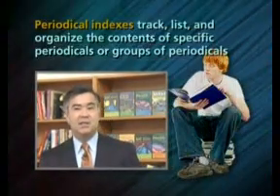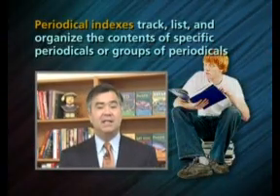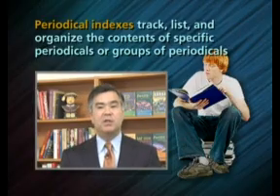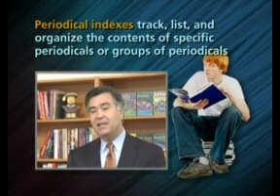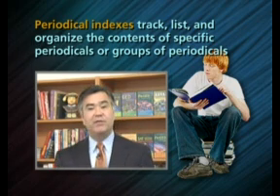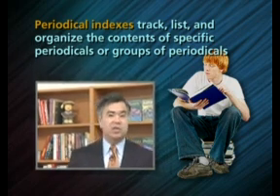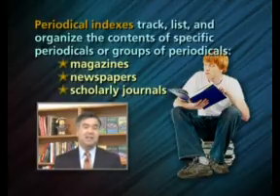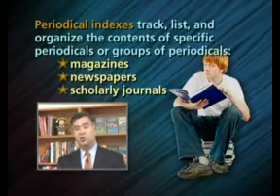Bibliographies are a great tool for tracking books in a particular subject area, but they often neglect articles in newspapers, magazines, and scholarly journals. For those, you need to refer to a periodical index. Periodical indexes track, list, and organize the contents of specific periodicals or groups of periodicals. You'll want to use these indexes when you're researching a general topic for which you don't have a list of specific articles, but which you know or suspect has been written about widely in magazines, newspapers, or scholarly journals.